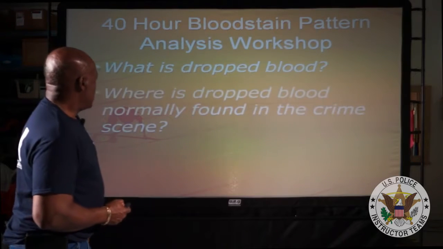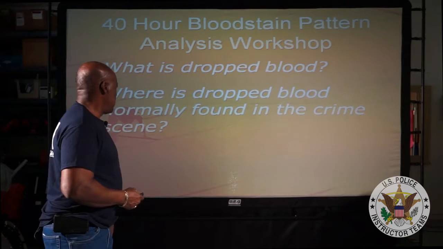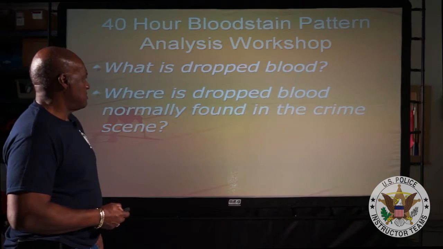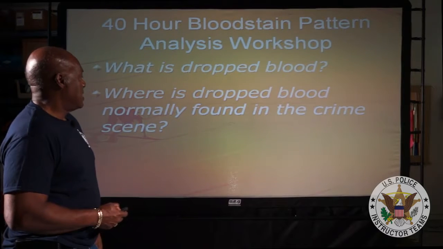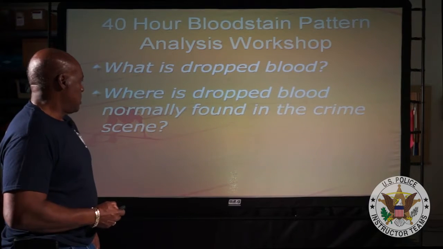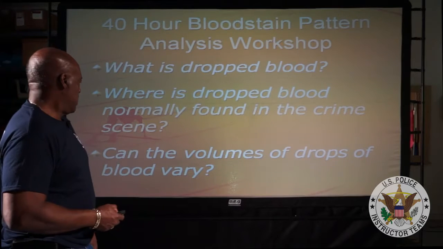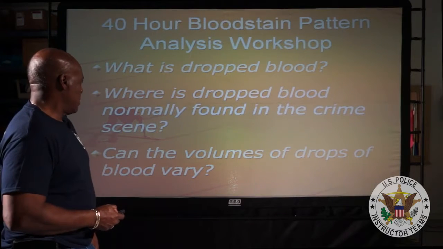Now, what is drop blood? And where is drop blood normally found? Drop blood is found where anybody in an upright position is standing and dropping blood to the surface. So the blood on the target is the drop blood that's coming or falling because of the force of gravity.